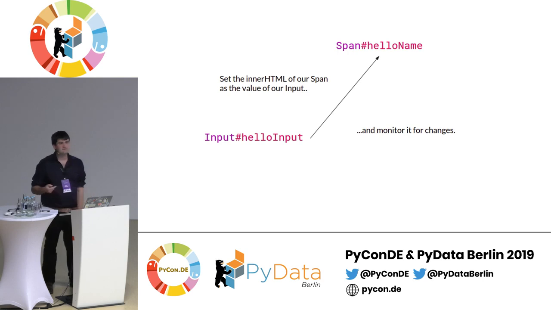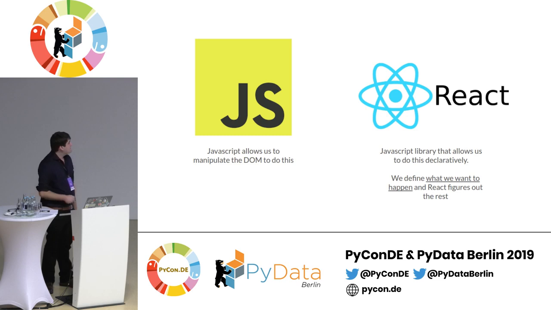And so whenever it changes, it's going to update the DOM and do something to make sure that the page is up to date. And so the two technologies that are involved here, the main one is JavaScript, which allows us to manipulate the DOM. And then React, which is a JavaScript library that allows us to, rather than write a full JavaScript application and code in pure JavaScript and implement everything ourselves, do this declaratively. So we just define what we want to happen, and then React takes care of the rest for us.